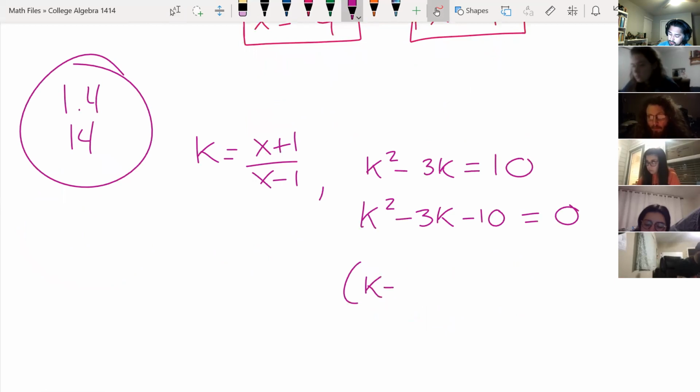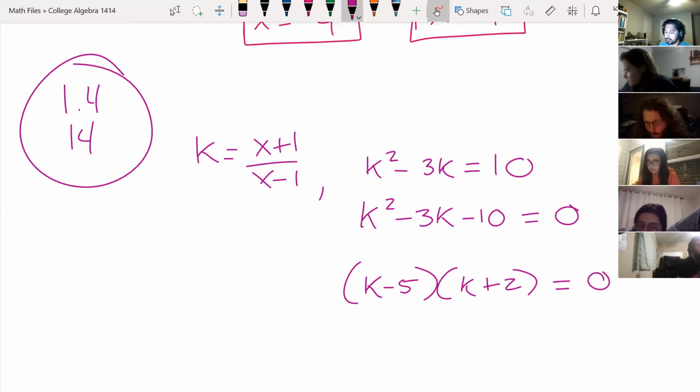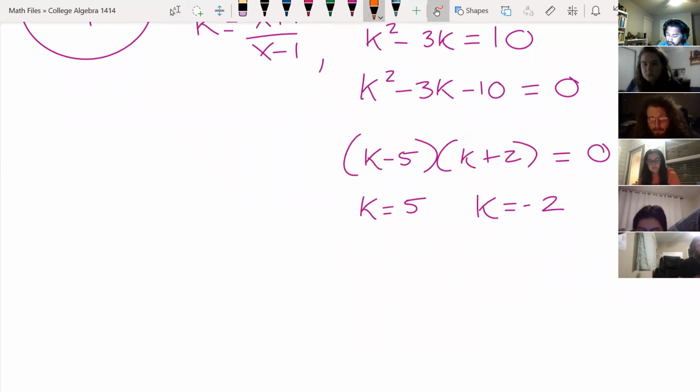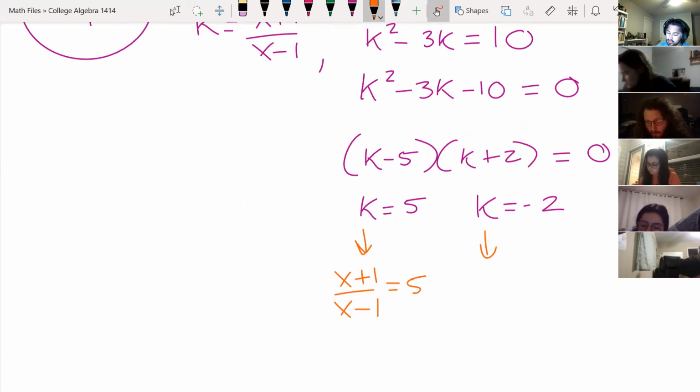And this should factor to k minus 5, k plus 2 equal to 0. Good. And you'll get k equals 5 and k equals -2. But now we know that k is x plus 1 over x minus 1, so we're going to bring that in. x plus 1 over x minus 1 equal to 5, and x plus 1 over x minus 1 equal to -2.